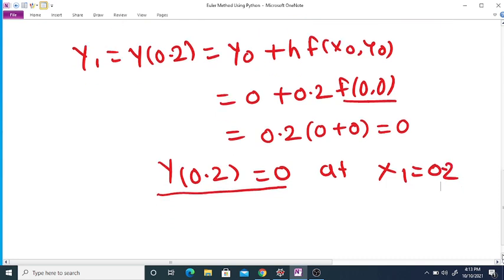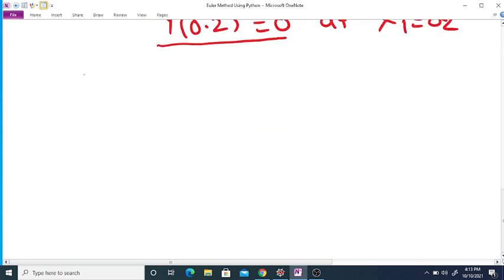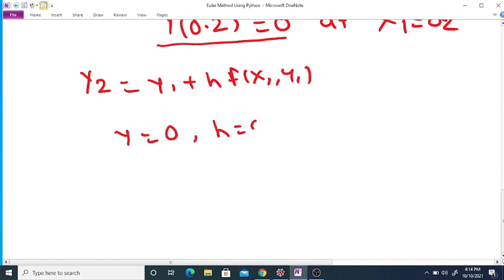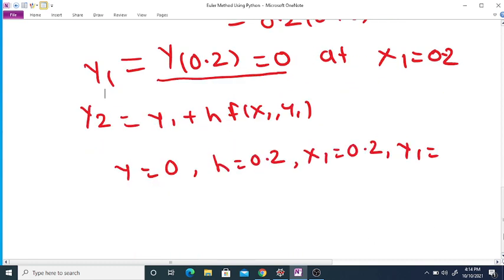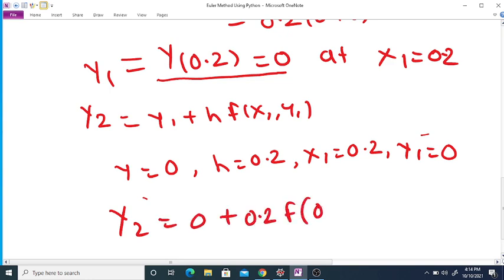Next, the value of y of 0.4 can be obtained by using the formula y2 is equal to y1 plus h f of x1 y1. Here y1 is equal to 0, h is equal to 0.2, x1 is equal to 0.2. The value of y1, which we just obtained, is y of 0.2, which is 0. Therefore the value of y2 is equal to 0 plus 0.2 f of x1, that is 0.2, y1 is 0.